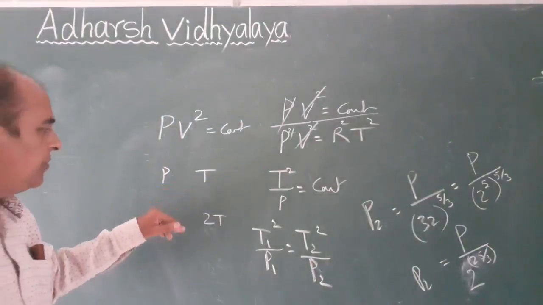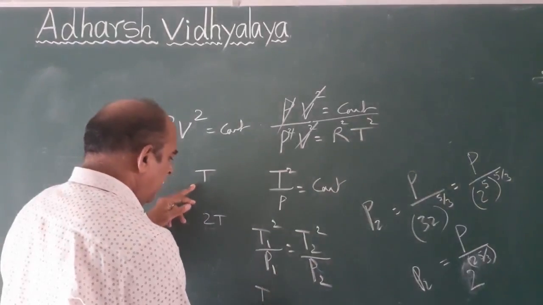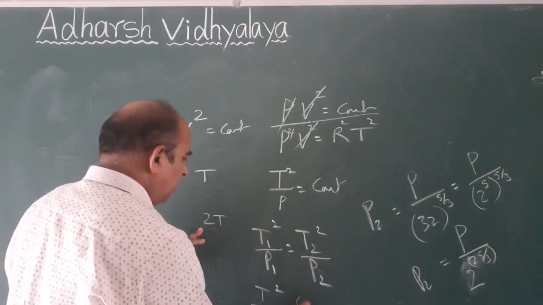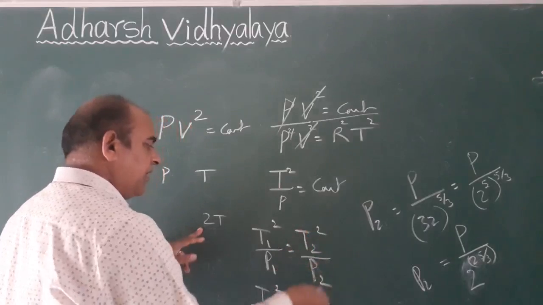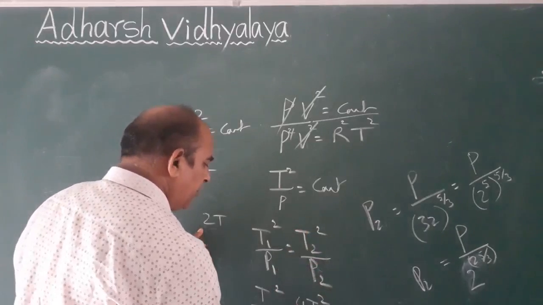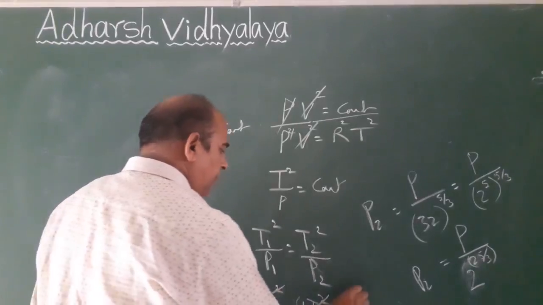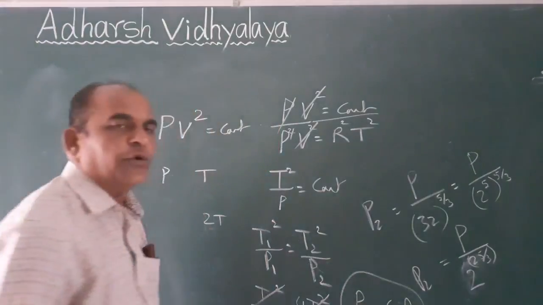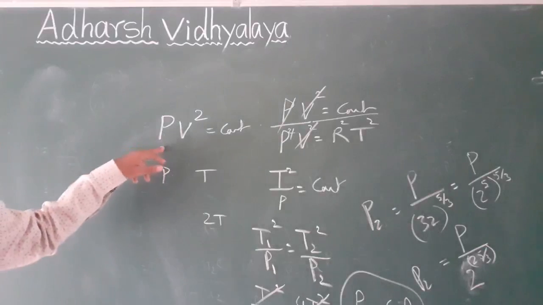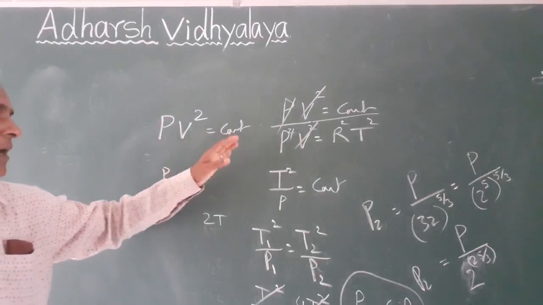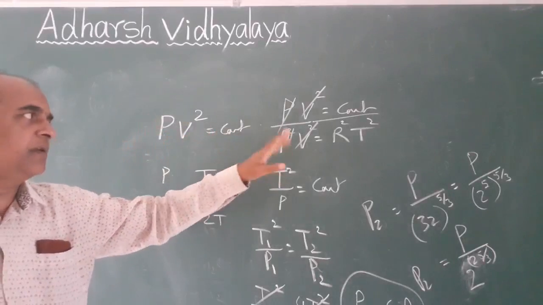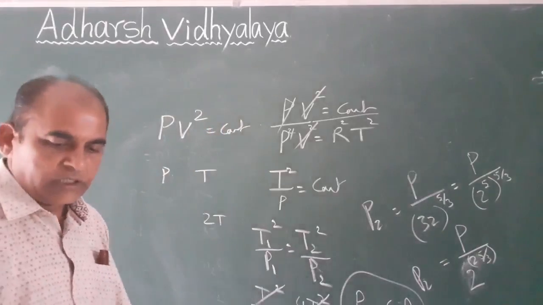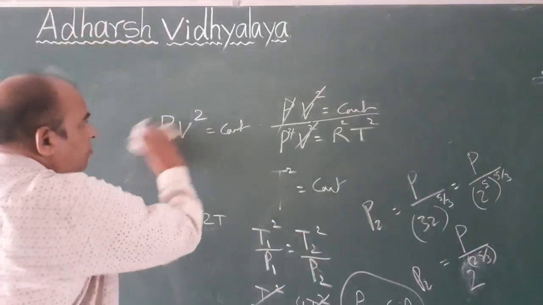Therefore, initial temperature T, initial pressure P. Final temperature 2T, so P squared by T equals P2 squared by 2T, so T cancels and P2 is equal to 4P. The final pressure becomes 4P. So whatever gas law they give, we have to compare with the PV is equal to RT equation, and then we can obtain the relation between other variables. So this model is one important model.